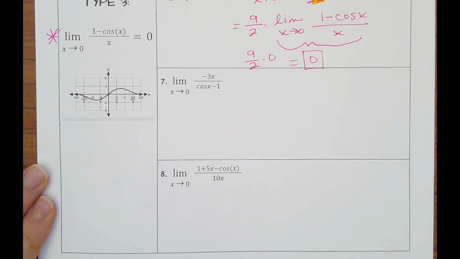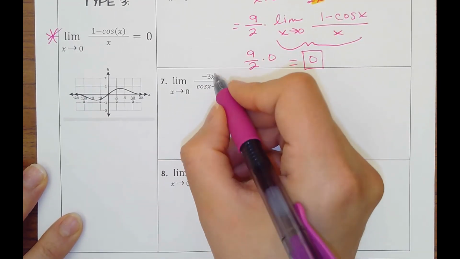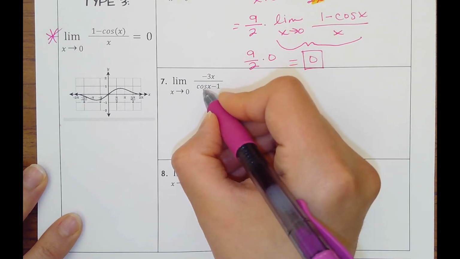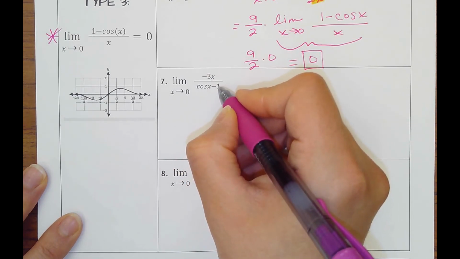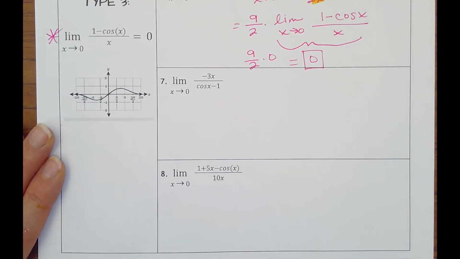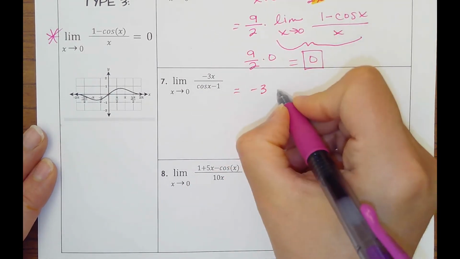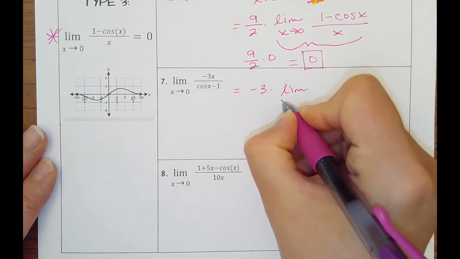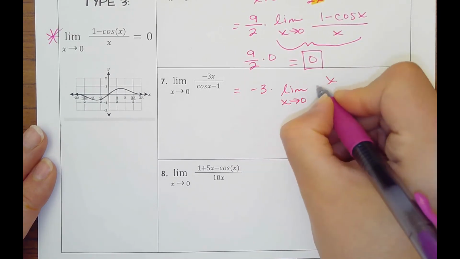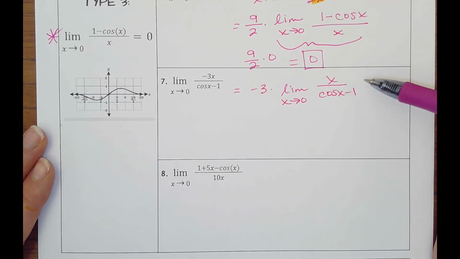Okay, number 7. We have, I see x over cosine of x minus 1, so it's reversed. Let's look at that one. Really all we can do is pull out this negative 3. So we'd have negative 3, and then our limit as x approaches 0 of x over cosine of x minus 1. There's nothing else we can do. We can't break this limit apart. Can't do anything, so let's do direct substitution.